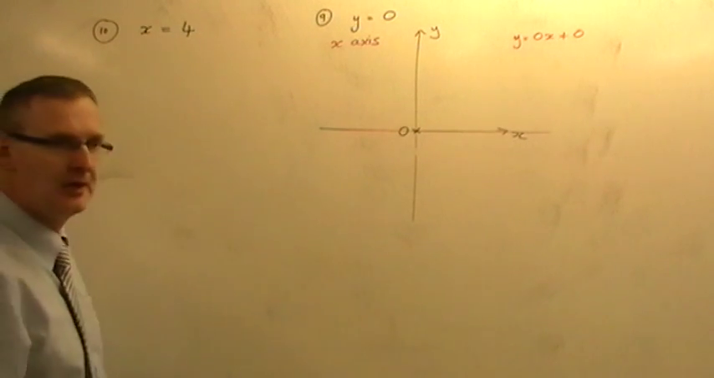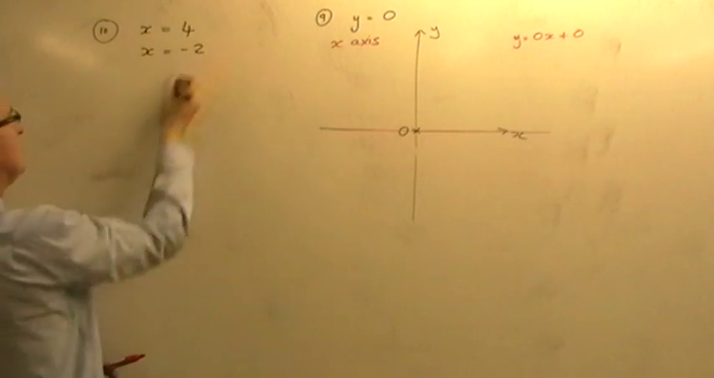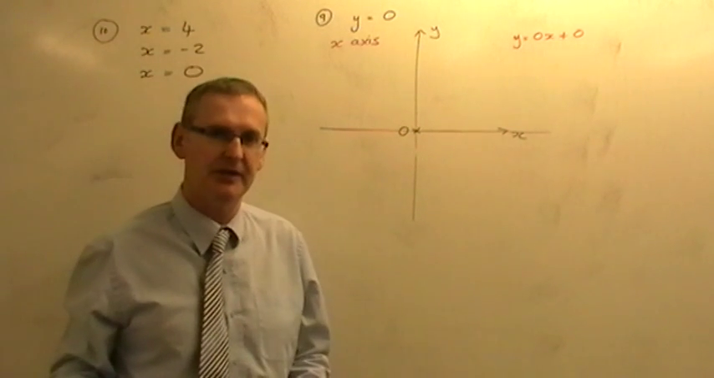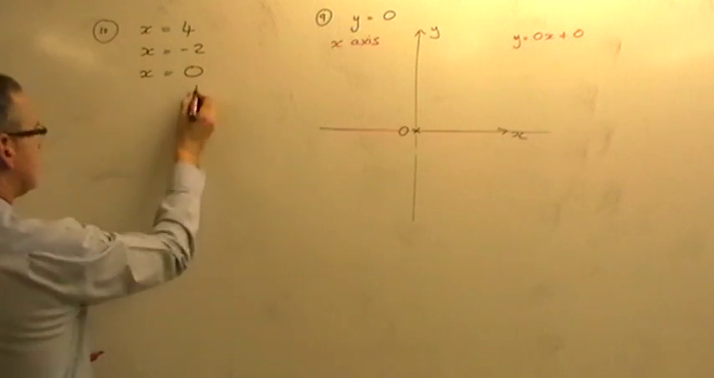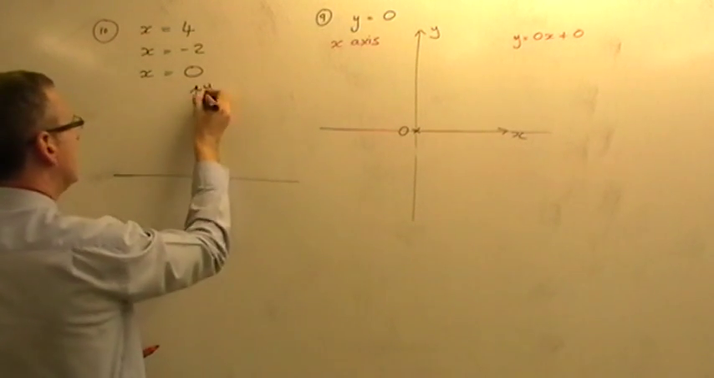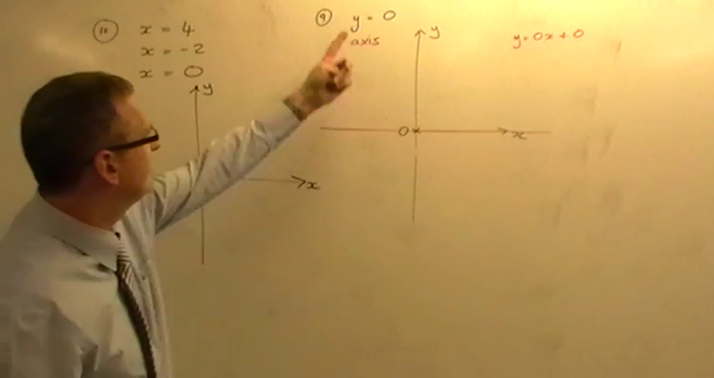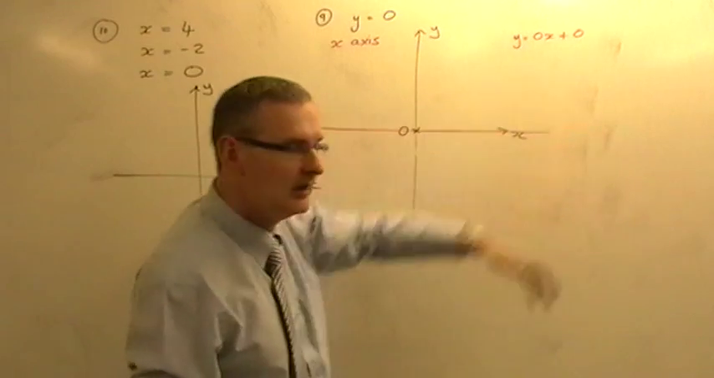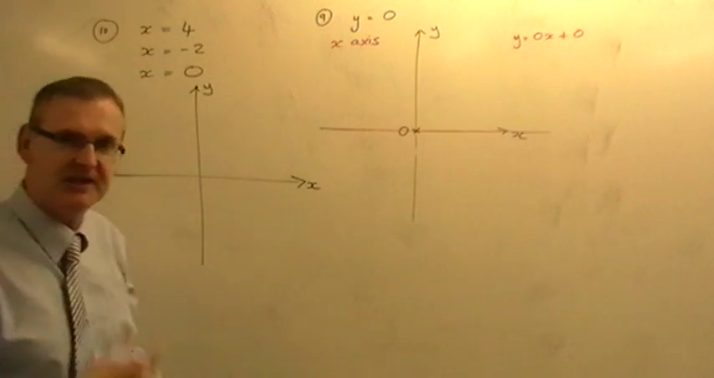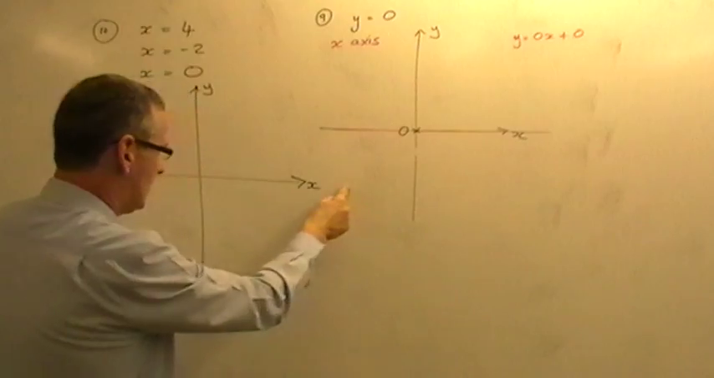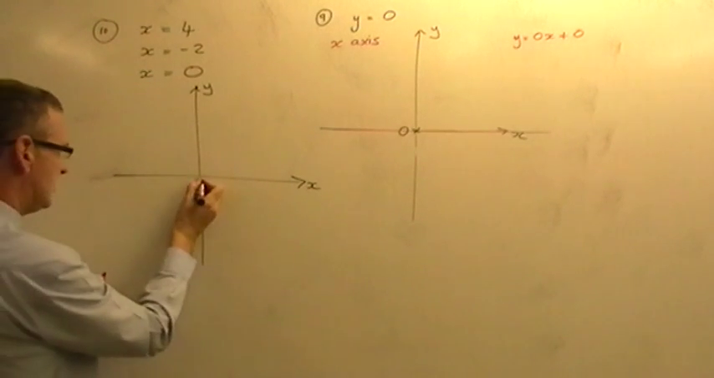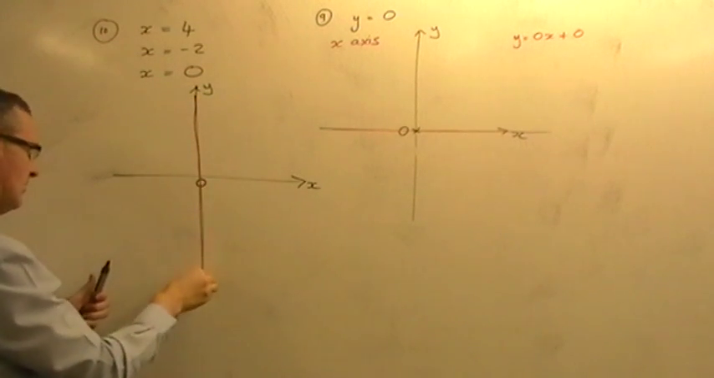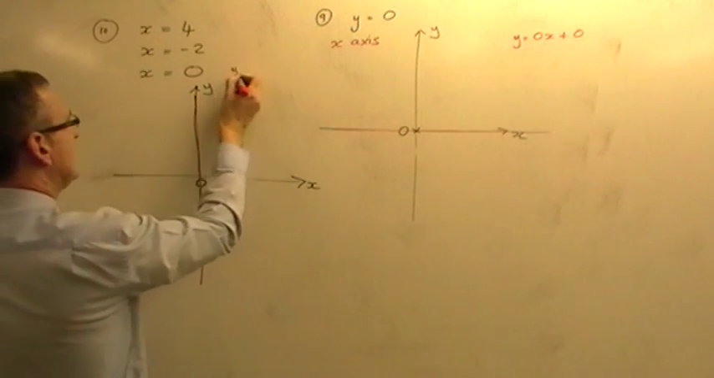So if I look at number 10, you may be asked to draw x equals 4, for example. Or x equals minus 2, possibly. Or x equals 0. I'll do all three of these on the same picture to speed things up. If y equals 0 means you go to the y-axis, go to 0 and draw a horizontal line. If I was to do x equals 0, you do the same thing, but with the x-axis. You go to 0 on the x-axis and you draw a vertical line, like so. So x equals 0 is actually the y-axis.